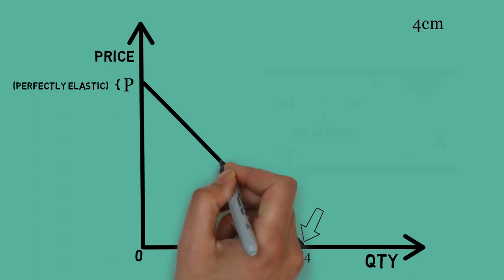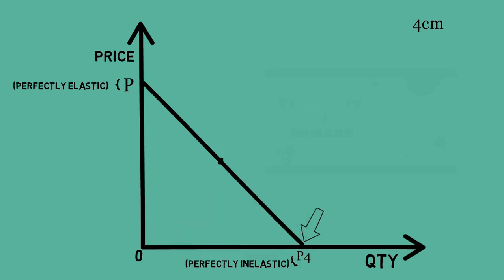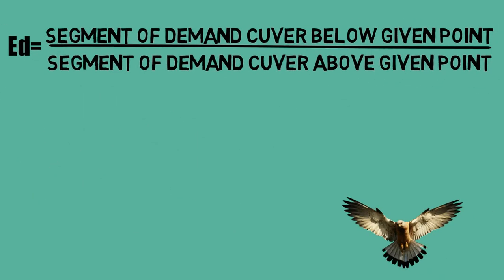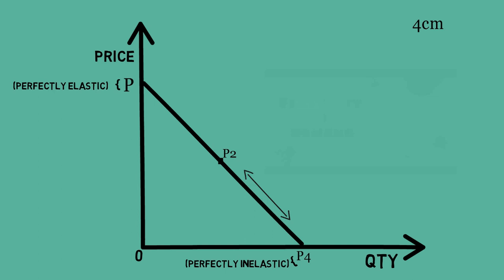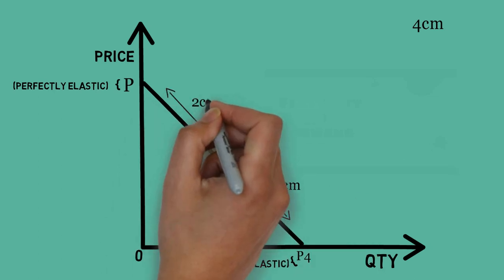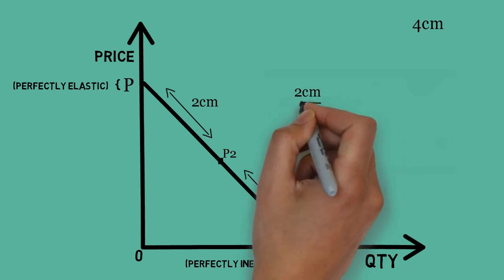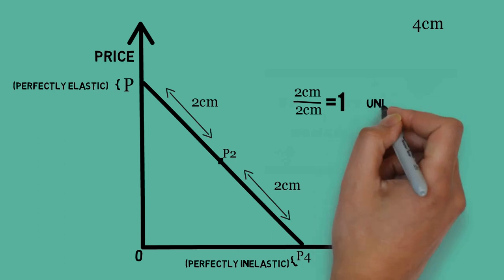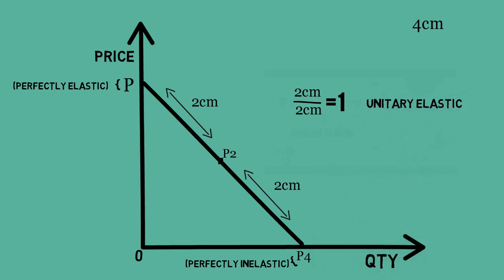Now, let's say I take point P2 right in the center of our demand curve and apply this formula. That is, the lower segment of the demand curve which is 2 cm, divided by upper segment of the demand curve, which is also 2 cm. We get our answer equal to 1, which means at point P2, the demand is unitary elastic.